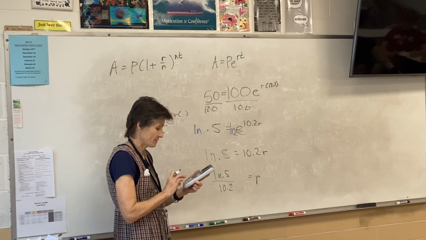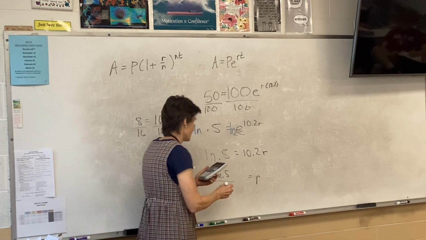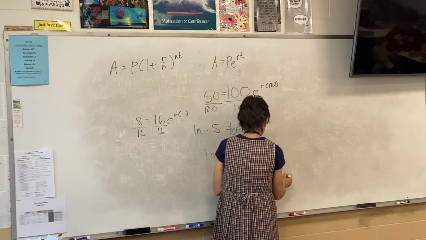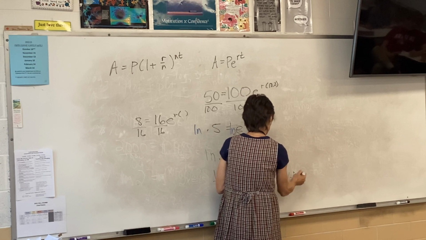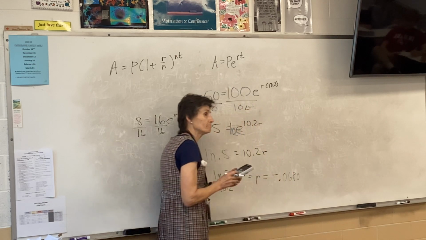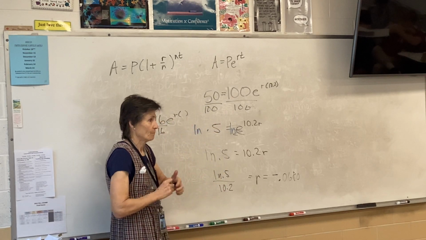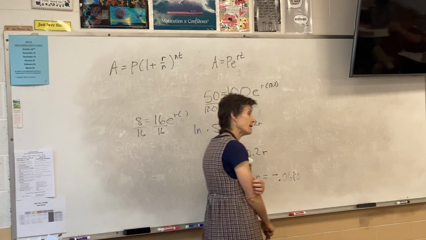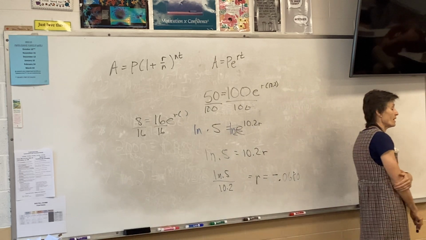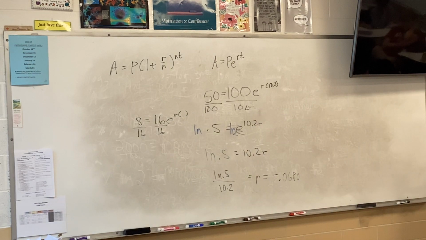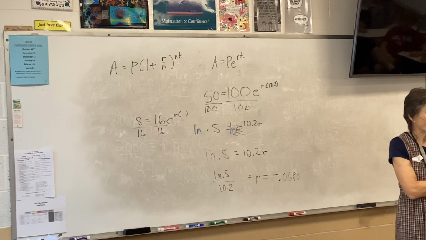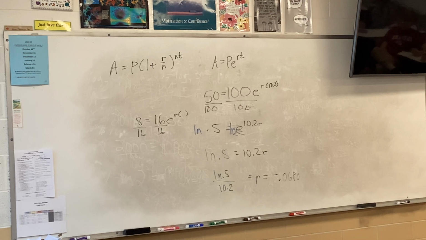Don't forget to close the parentheses. I got negative 0.0680. Now, wait a minute. Yesterday, I told you that R was the growth constant. It's like the interest rate in a money problem. Why in the heck is this R negative? Because it's decay. It's negative growth. You're not getting bigger, you're getting smaller.